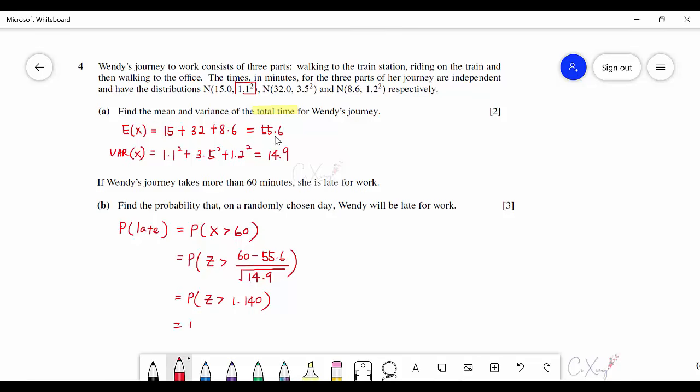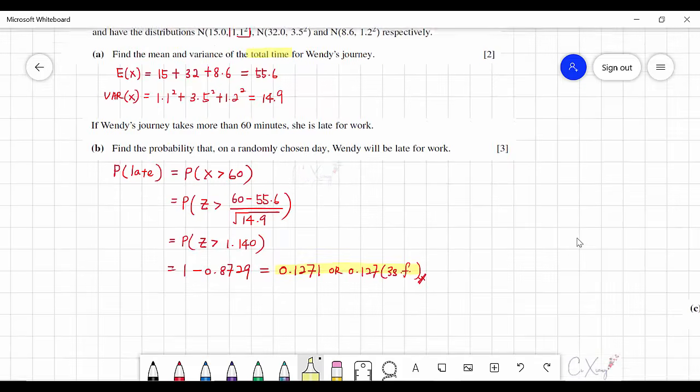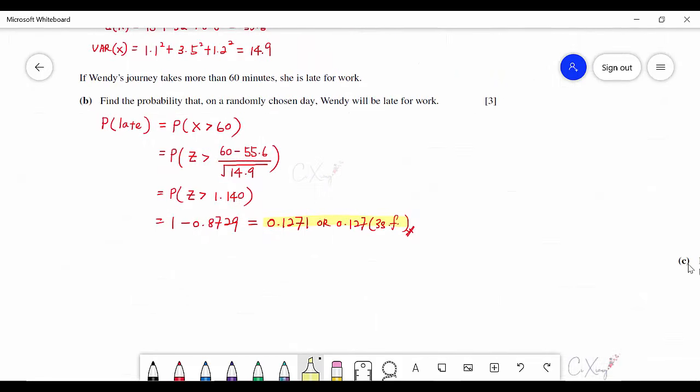And from the normal distribution table, you take 1 minus 0.8729. And therefore you get the answer, which is 0.1271. Or you can rephrase it to 3 significant figures, which is 0.127. Alright, so this is our answer in part B. Okay, then now let us continue to the next part, part C.